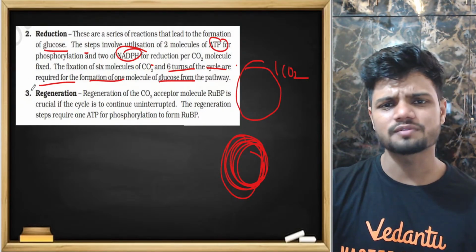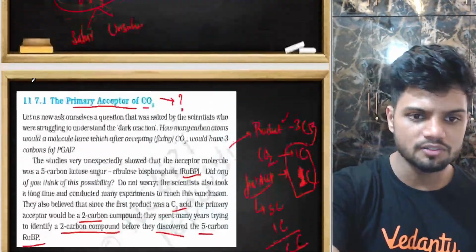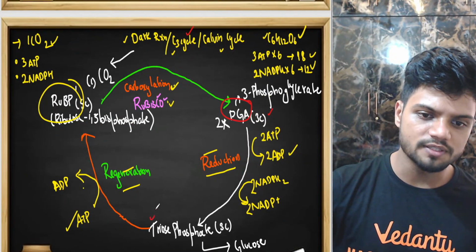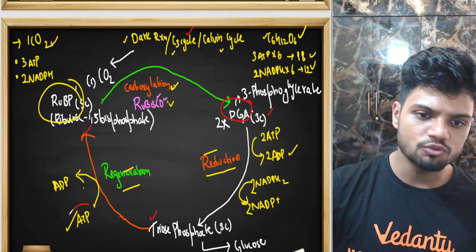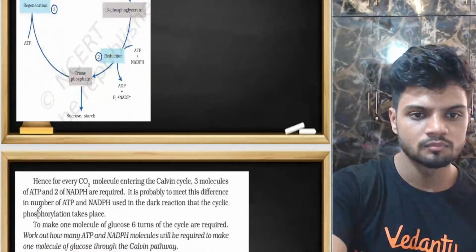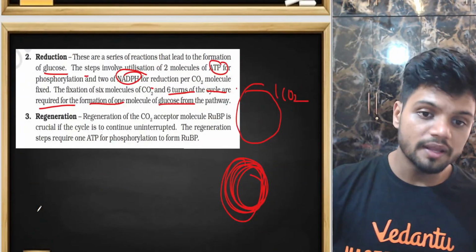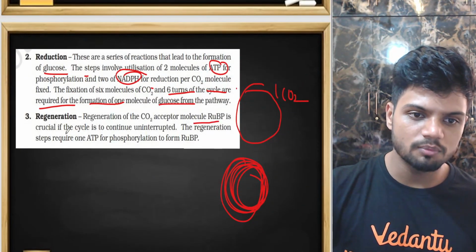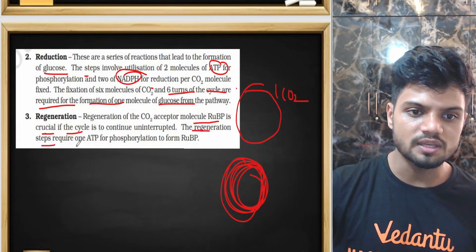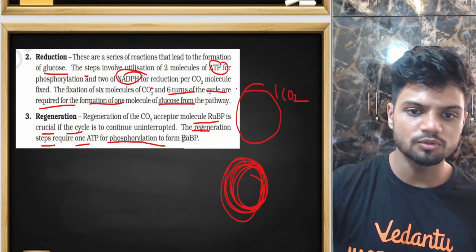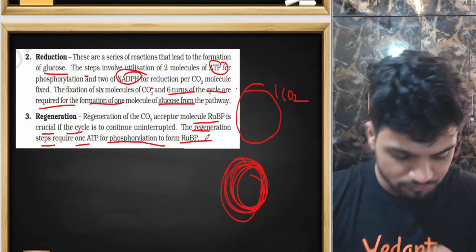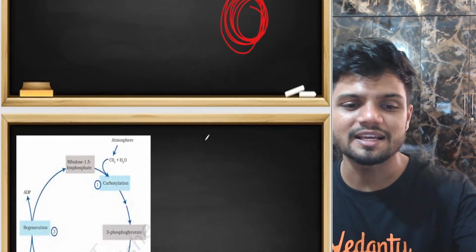Last step is regeneration. Very simple again. What do we learn in regeneration, students? In regeneration, your triose phosphate is getting converted back to RuBP with the use of 1 ATP. That's all. Now, regeneration of the CO2 acceptor molecule RuBP is crucial if the cycle has to continue. The regeneration step requires 1 ATP to phosphorylate to RuBP. That's all. Last step. RuBP formation. So with that, your C3 cycle is over actually.